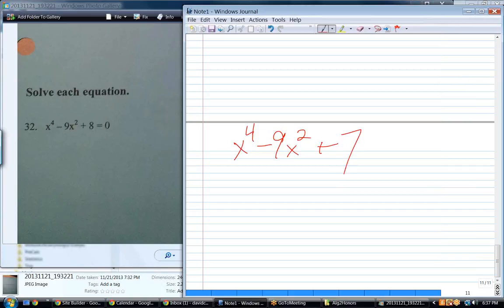Okay, so let's just let u equal x squared. And then it would be u squared minus 9u plus 7. But that doesn't factor. So how would we solve for u? Could you complete the square? Well, we could. But let's use the quadratic formula. We're looking at a pure quadratic here. Okay. So u is equal to what?